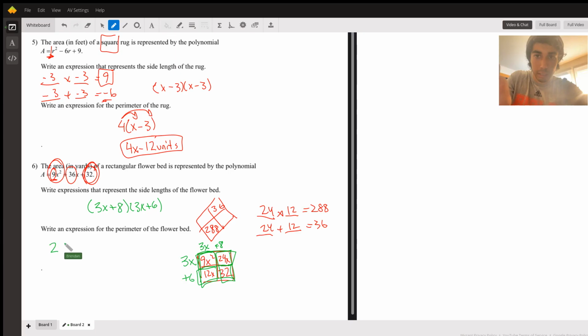And for the perimeter, again, you're going to multiply each of them by 2. Okay, and then that's going to end up giving you a final answer. It's going to be 12x plus 28 units.